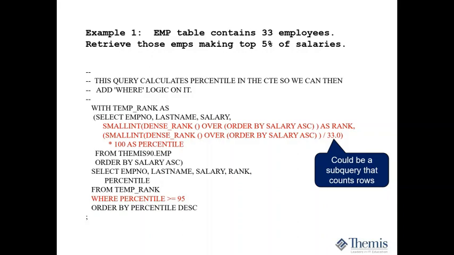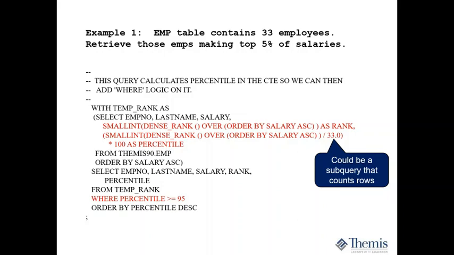And then what is the next line? Well, we're doing the dense rank over order by salary ascending divided by 33. Now, if you look at the very top, it says that my employee table contains 33 employees. So I'm taking their rank and dividing it by 33, and then multiplying the whole thing by 100 to get the percentile.